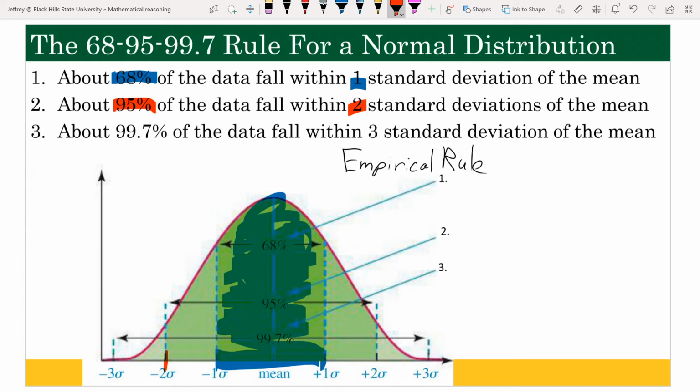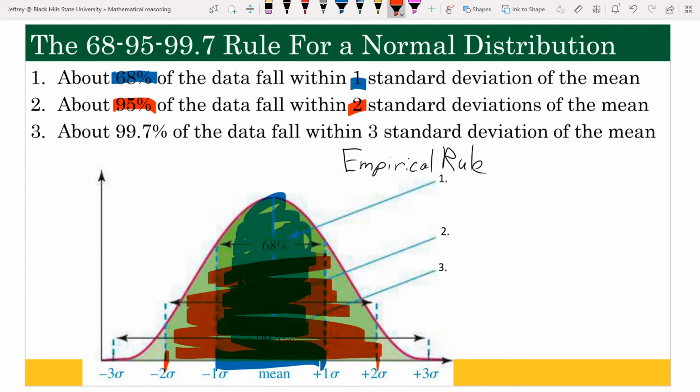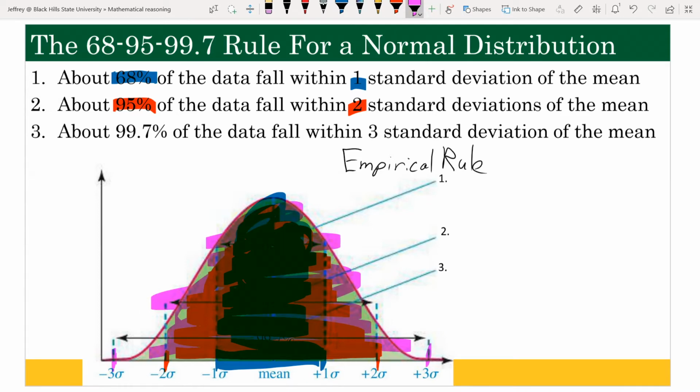So if I'm looking between these two points, and I was to look at all the data points that lie within this region, we would say there's about 95% of those. Then, of course, I can go one further out and say that between this number and this number, we would expect about 99.7% of the data set is going to lie in that area.